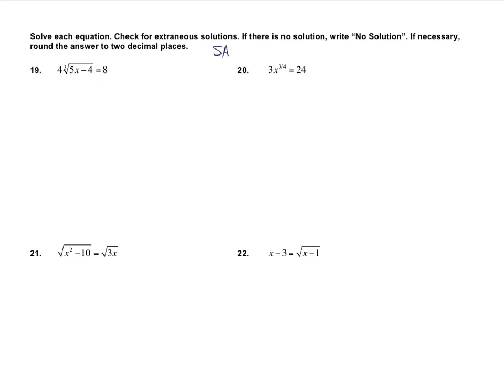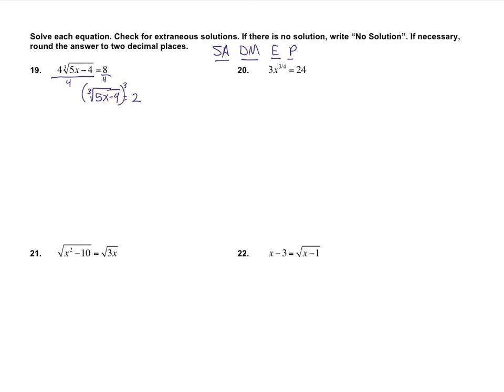Page 2, we're going to solve. So remember, solving, you're going to do SADMAP instead of PEMDAS. So we're going to start with subtraction, addition, then division, multiplication, then exponents, and then finish with whatever's inside the parentheses. So for number 19, we're multiplying by 4. So we're going to divide both sides by 4. That gets the cube root of 5x minus 4 on one side equals 2.